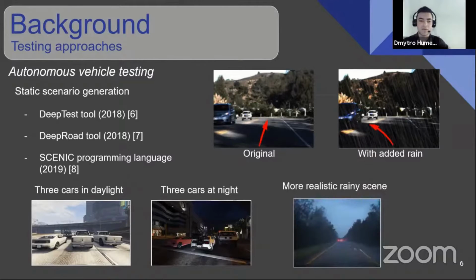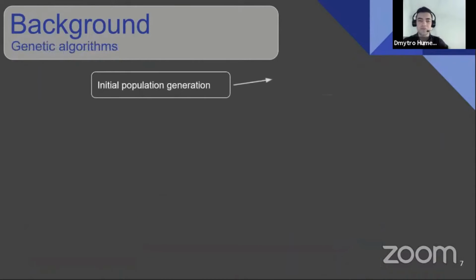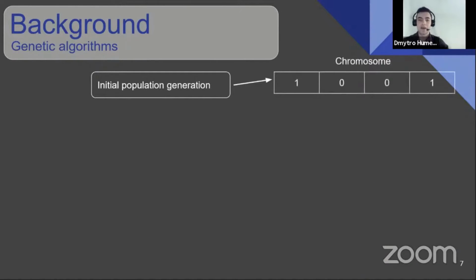And before introducing the approaches for generating dynamic scenarios, I would like to present the concept of genetic algorithms, which are very commonly used to design such scenarios. The core idea of a genetic algorithm is the survival of the fittest. So we have an initial population of individuals which are called chromosomes, and they're typically represented by a list of values, by a list of binary values, for example, and each value is called a gene.